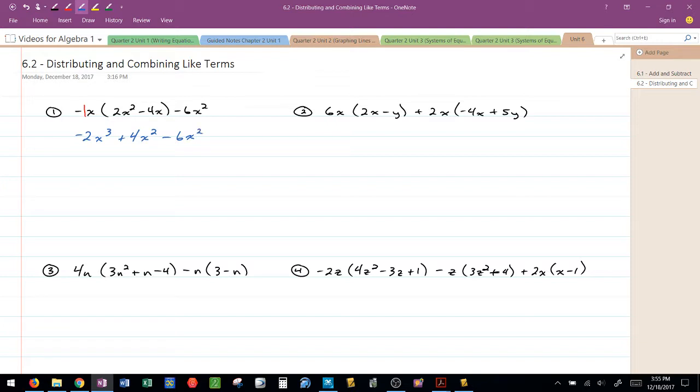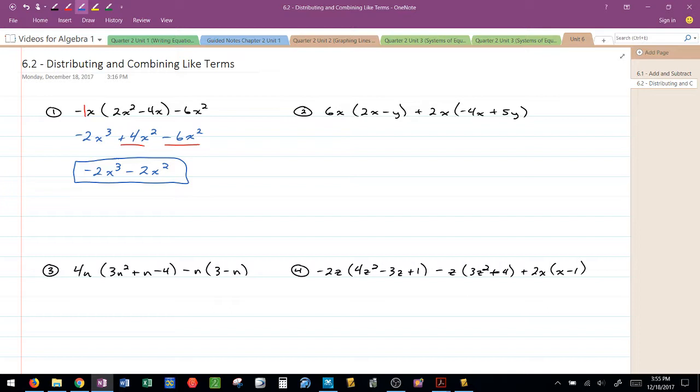From here, I look to combine like terms. Now I notice that these two terms are like terms and that the degree of this is 3, so I'm going to write negative 2x cubed minus 2x squared. So notice the only time that the powers change is when you're multiplying. All right, let's go to example number 2.